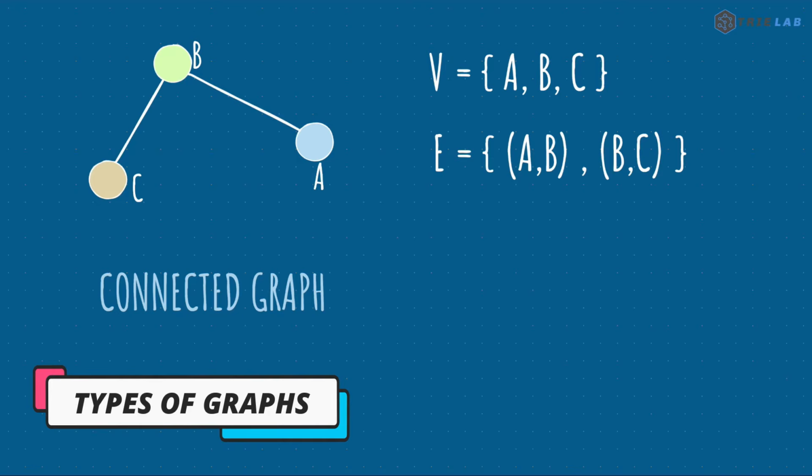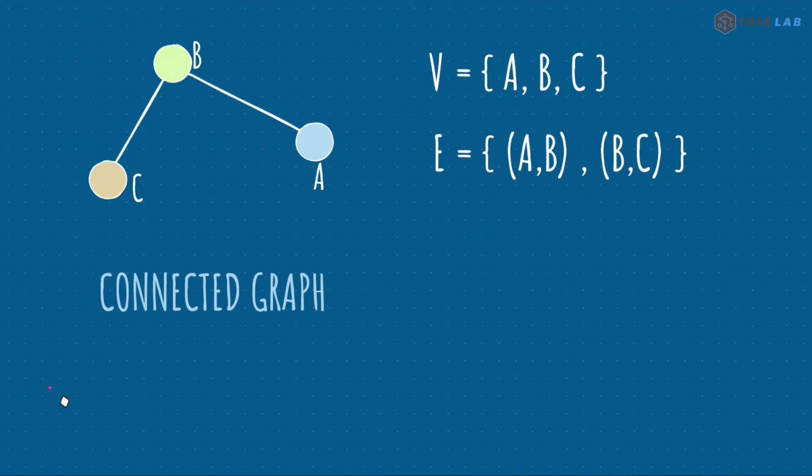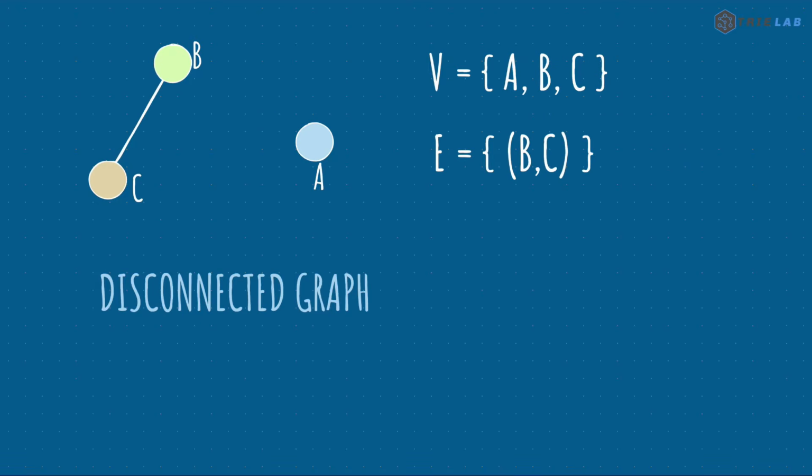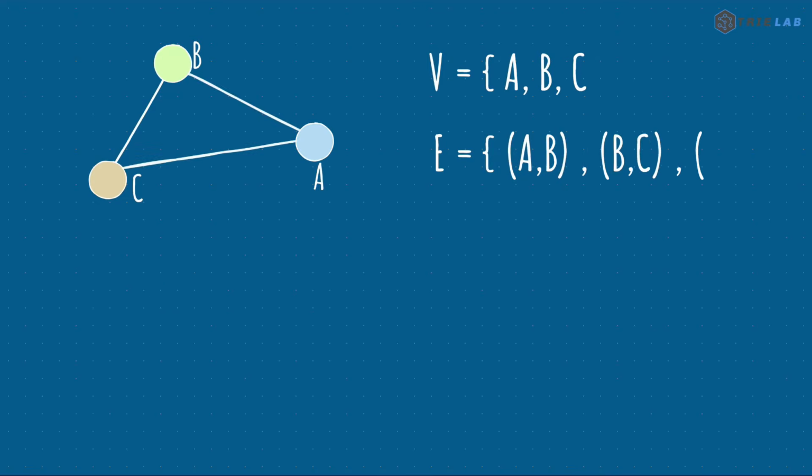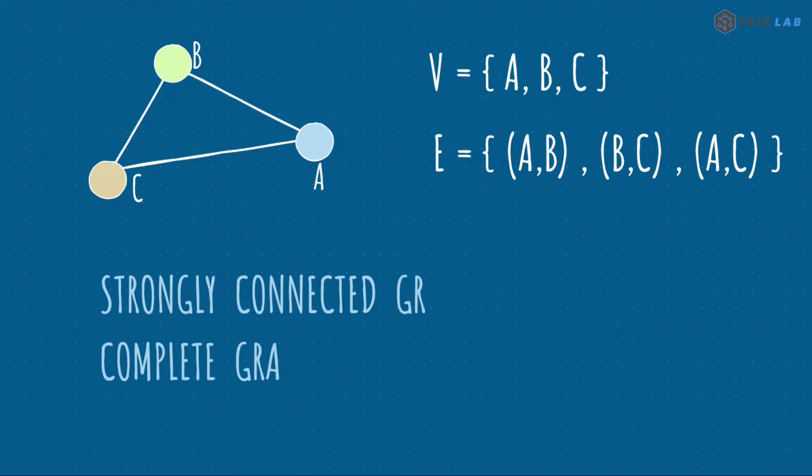What I mean by that is, if you select any pair of vertices, there is a path that exists between them. You can also have a disconnected graph where some part of the graph might be isolated from the rest. You can also have a strongly connected graph or complete graphs where if you pick any pair of vertices, you will have an edge between them.